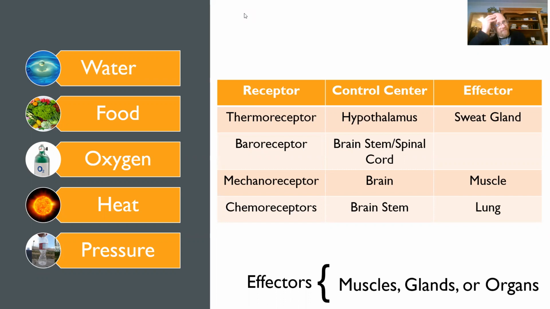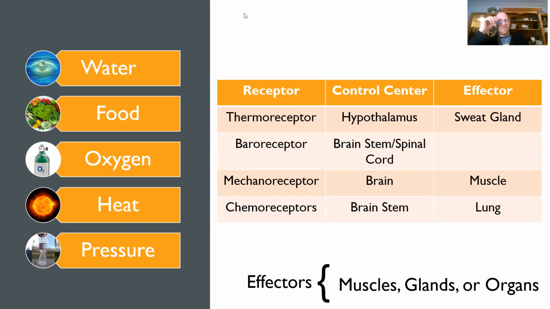Without pressure, our lungs would not fill with air, right? And we would not be able to breathe on our own, right? And so these five things are essential to life, right? Okay, so receptors, for example, let's just go through some quick examples of receptors.